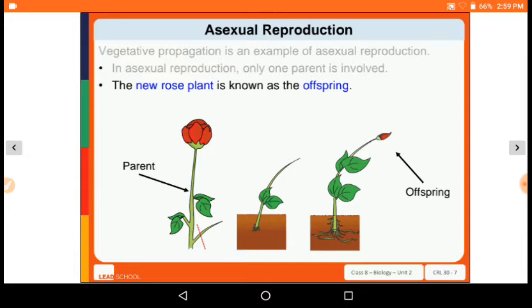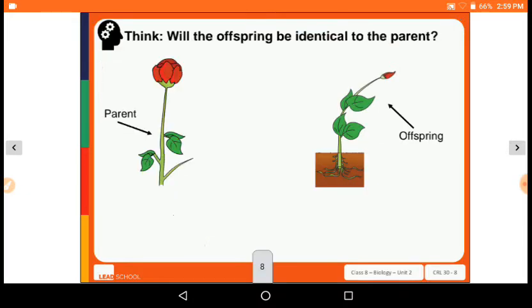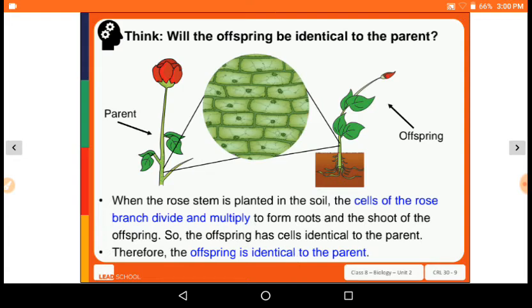Just as a small baby is the offspring of human beings, in the same way the plant from which a new plant is formed is the parent, and the new rose plant is known as the offspring. Will the offspring be identical to the parent? When the rose stem is planted in the soil, the cells of the rose branch divide and multiply to form the roots and shoots of the offspring. So the offspring has cells identical to the parent. Therefore, the offspring is identical to the parent.